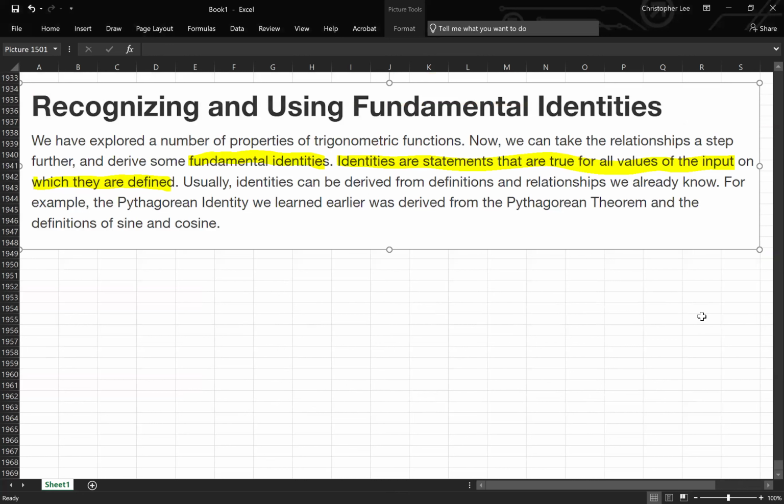All right. So recognizing and using fundamental identities. We have explored a number of properties of trigonometric functions. Now we can take the relationships a step further and derive some fundamental identities. Identities are statements that are true for all values of the input on which they are defined. Usually, identities can be derived from definitions and relationships we already know. For example, the Pythagorean identity we learned earlier was derived from the Pythagorean theorem and the definitions of sine and cosine, right?